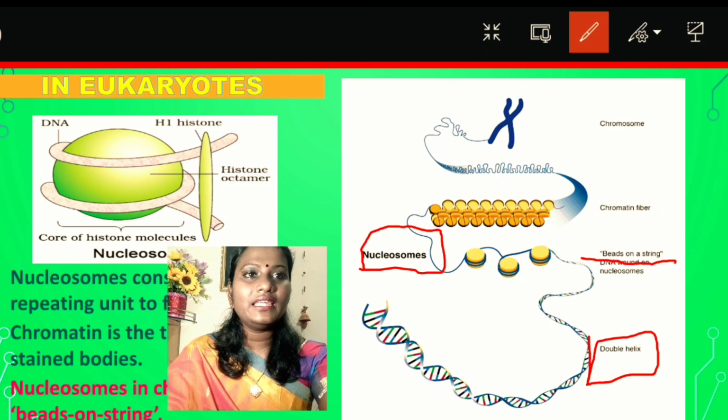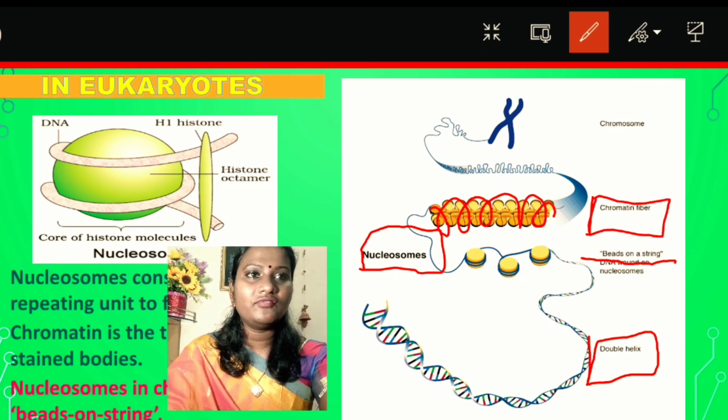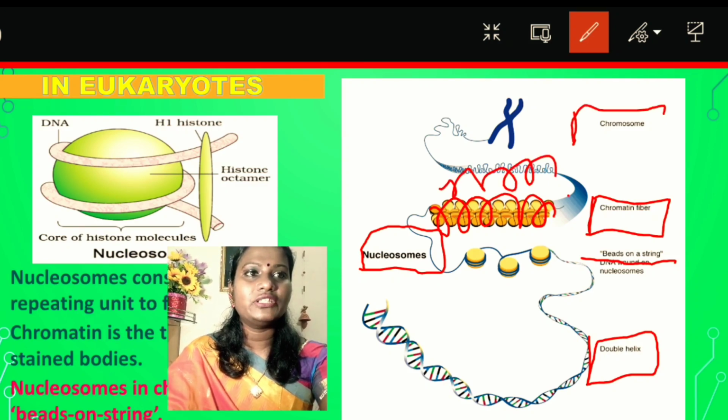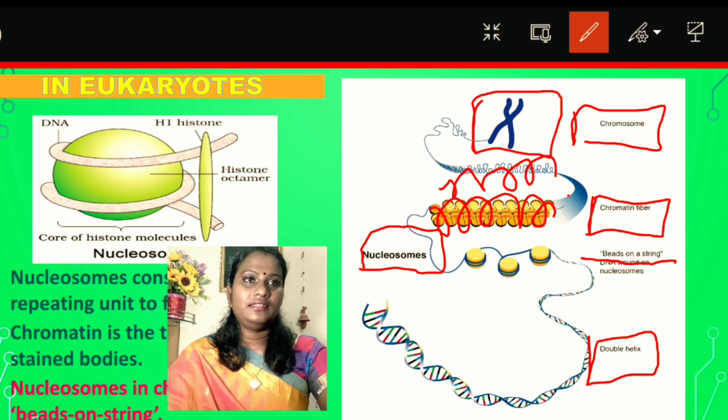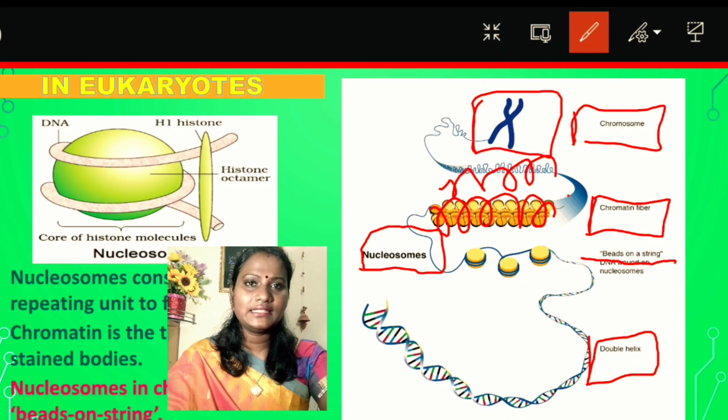Now it keeps on coiling, which results in the formation of the chromatin fiber. The chromatin fiber is further coiled and results in the formation of chromosomes. So at the end, the structure that we see in the microscope is a chromosome. In the nucleus you might have seen thread-like structures like chromatin fiber and chromosomes. They are nothing but the double helix DNA that has been coiled around the nucleosomes.